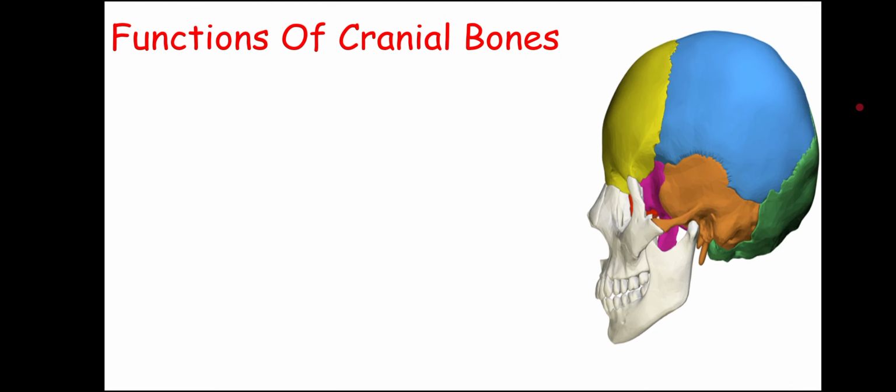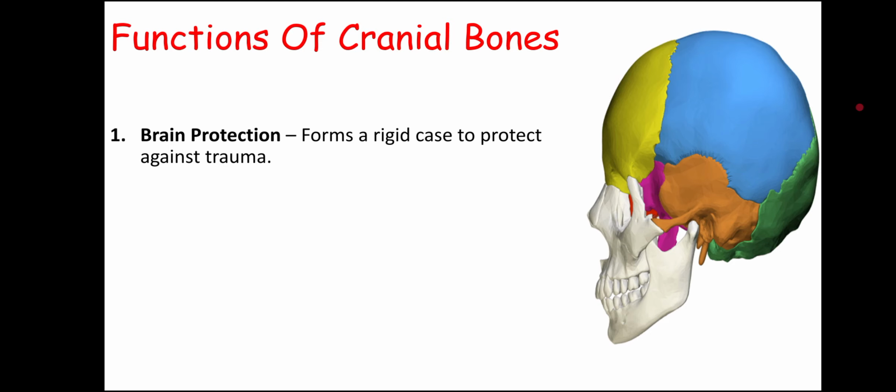Now we will talk about the functions of cranial bone. The first function of cranial bone, the most important function, is brain protection. As it forms a rigid case to protect against trauma, so that's how they give the brain protection.